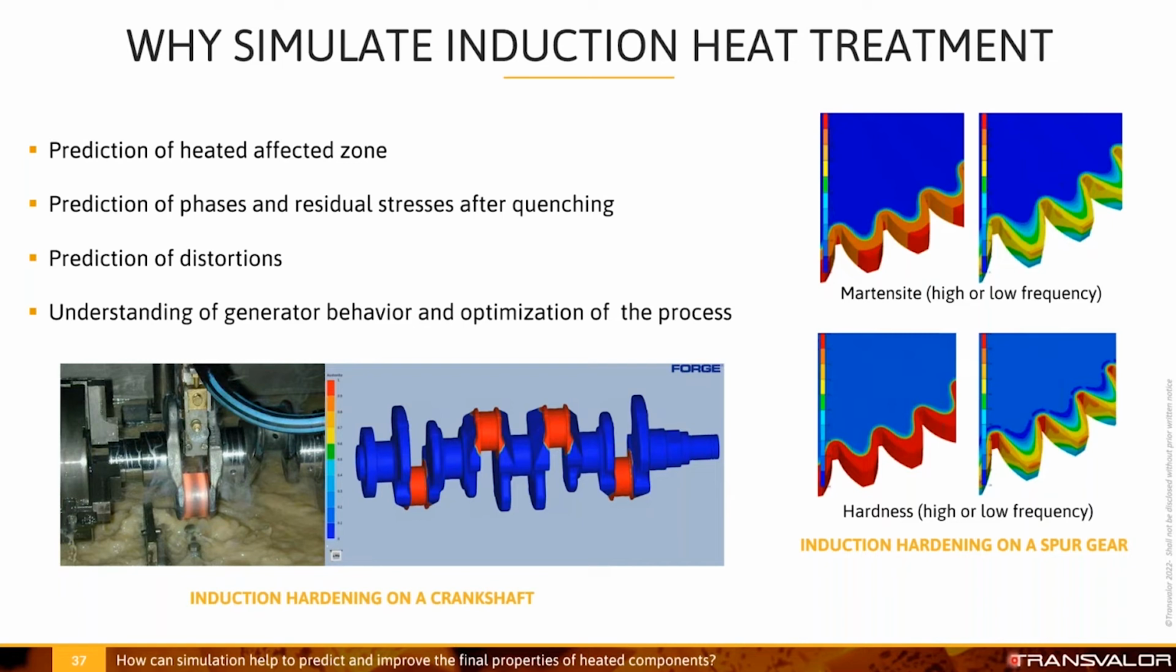Here we see the induction hardening made on a crankshaft. Here we see the distribution of martensite that was obtained for 2 frequencies, a high and a low frequency. And here we see the hardness distribution. Then it is possible to make an analysis on the parameters of the inductor. Based on this analysis, you can determine how to change the parameters and which parameters to define on your inductor.